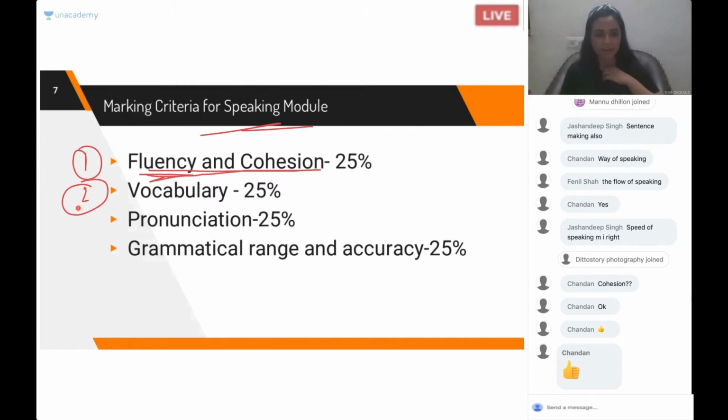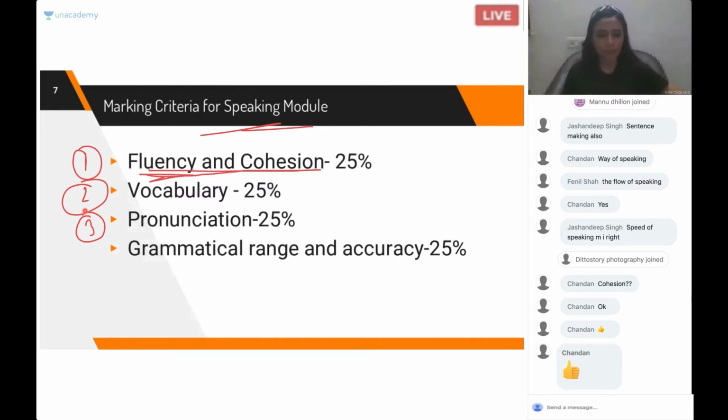Next is pronunciation, right? Another misconception: stick to your own pronunciation. You do not need to try to catch on to a British accent or the American accent. Try to stick to your own pronunciation. It just needs to be correct pronunciation. Do not confuse it with an accent. Stick to whatever pronunciation you have.